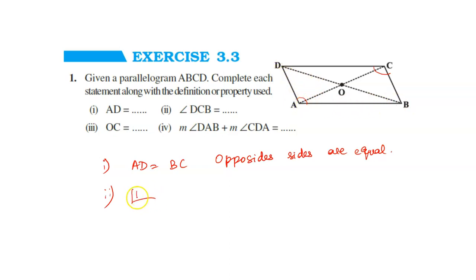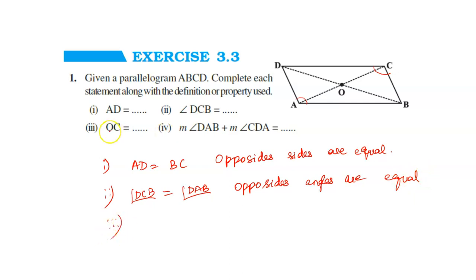So angle DCB is equal to DAB. Why? Because opposite angles are equal. So these are all the properties of the parallelogram, and using that we can easily find out this problem.